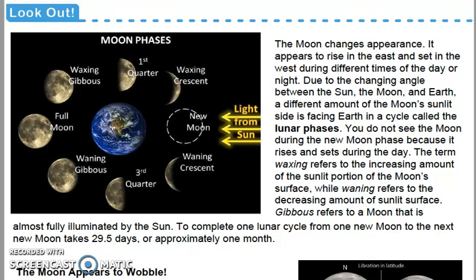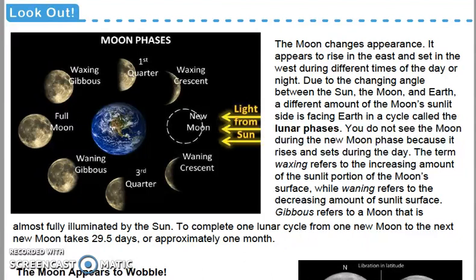We're talking about the moon phases now. The moon appears to change. It appears to rise in the east and set in the west during different times of the day or night. Due to the changing angle between the sun, the moon, and the earth, a different amount of the moon's sunlit side is facing Earth in a cycle called the lunar phases.